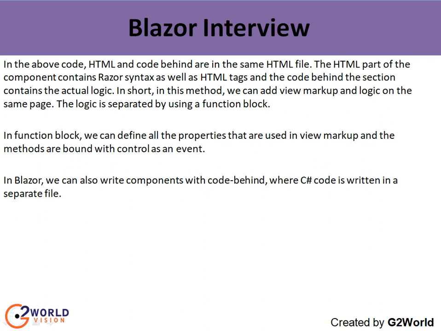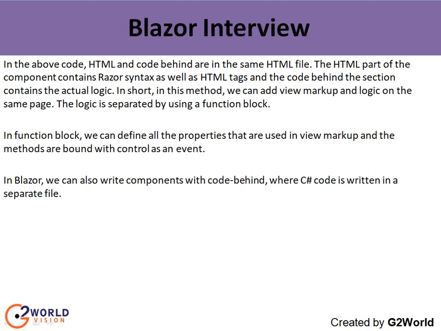In the above code, HTML and code behind are in the same HTML file. The HTML part of the component contains Razor syntax as well as HTML tags, and the code section contains the actual logic. In short, in this method we can add view markup and logic of the same page on the same page. The logic is separated by using a function block. In the function block we can define all the properties that are used in view markup, and the methods are bound with the controls as events.